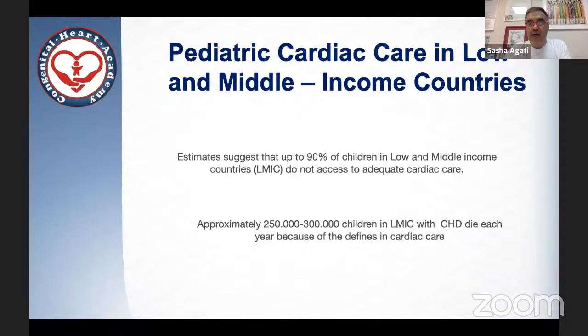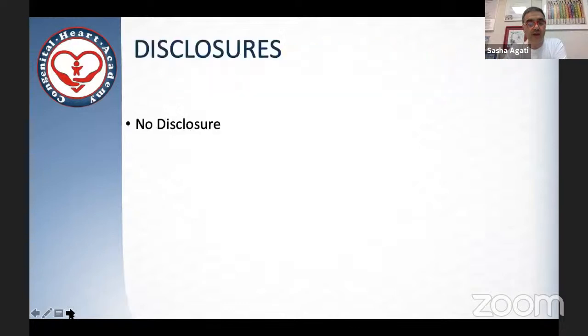More or less we can say this, but there are a lot of fantastic speakers after me. We can talk about this. Between 5,000 and 300,000 children die every year because they cannot access cardiac care, and cannot receive an operation for congenital heart disease.